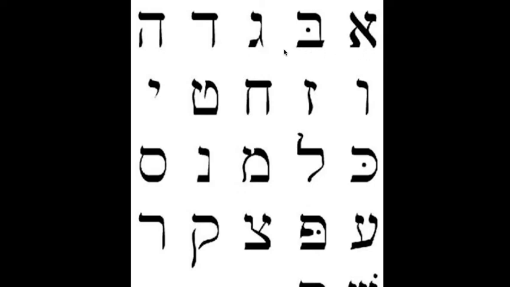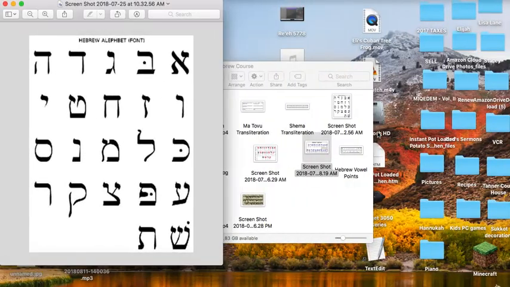Aleph, Beit, Gimel, Dalet, Hey, Vav, Zayin, Chet, Tet, Yud, Kaf, Lamed, Mem, Nun, Samech, Ein, Pei, Tzadi, Kuf, Resh, Shin, Tav. And I like this font a little bit better because this is more what you would see in a Torah scroll or biblical text, for instance. You would typically see a font that's very similar to this font right here. Okay? There's a lot of different fonts out there, just like in the Hebrew or in the English language.